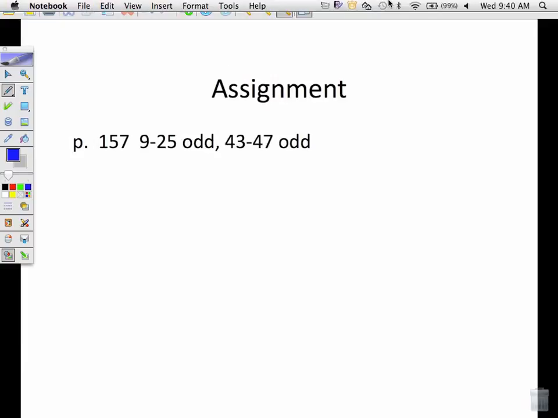This is your assignment for this last section here with rational and the graphing of rational expressions.